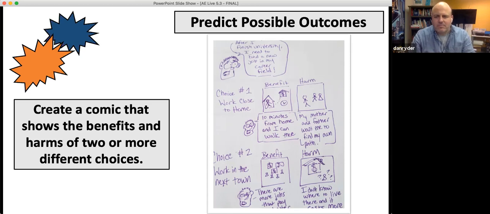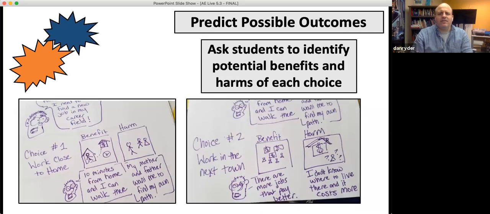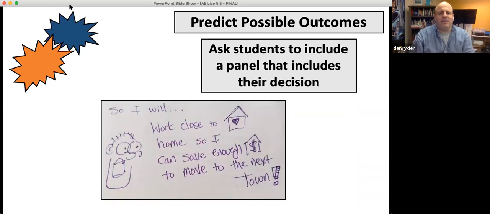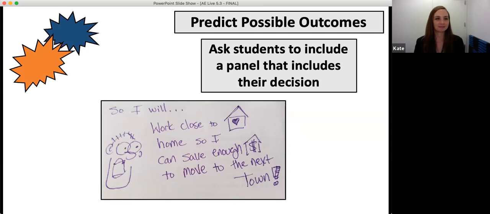If we go to the next slide here, and we'll jump one more slide here in the interest of time. There we go. So then you do a final caption that says, so this is my choice. I'll work close to home so that I can save enough money to move to the next town, right? So then they're making a decision based on weighing all the possibilities. Awesome. It's really important to have that last piece.